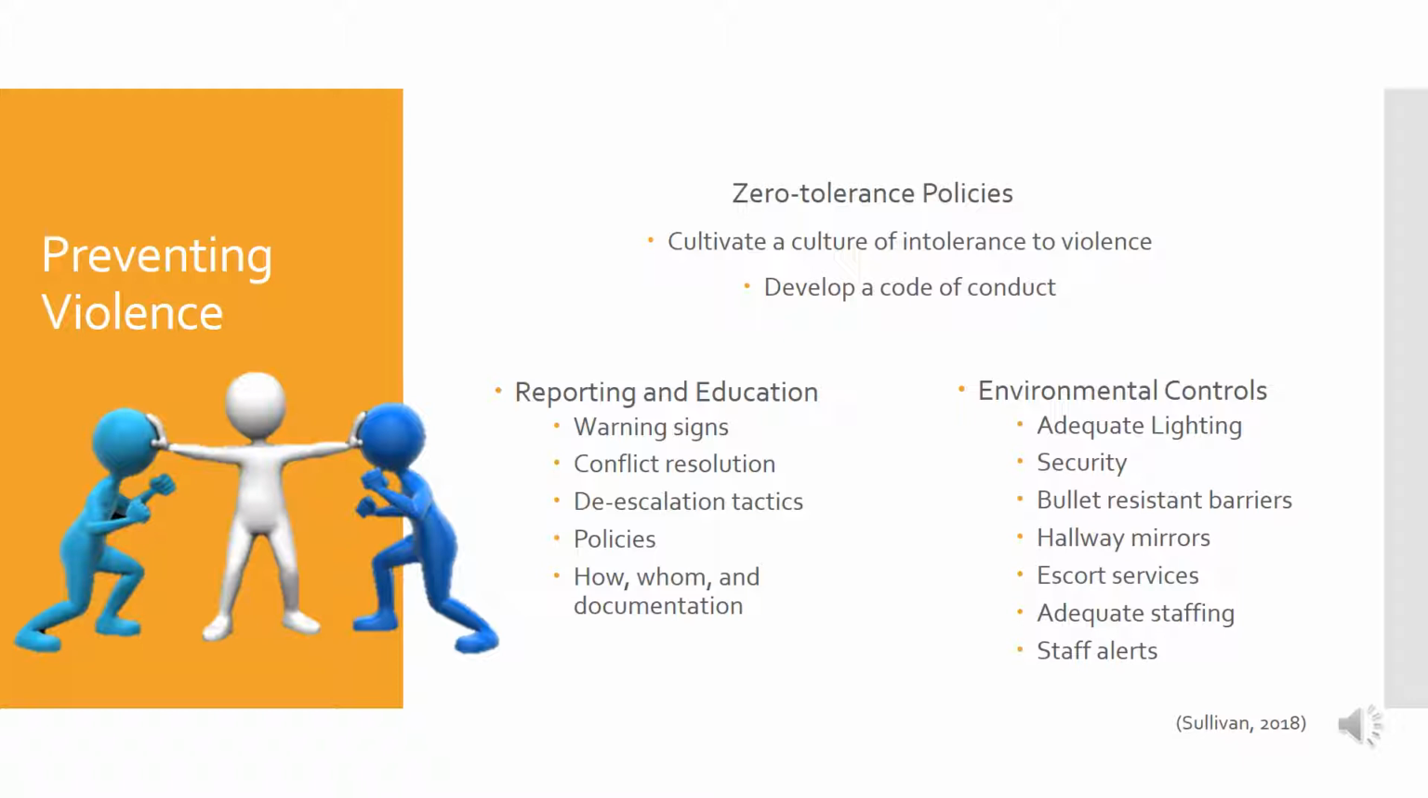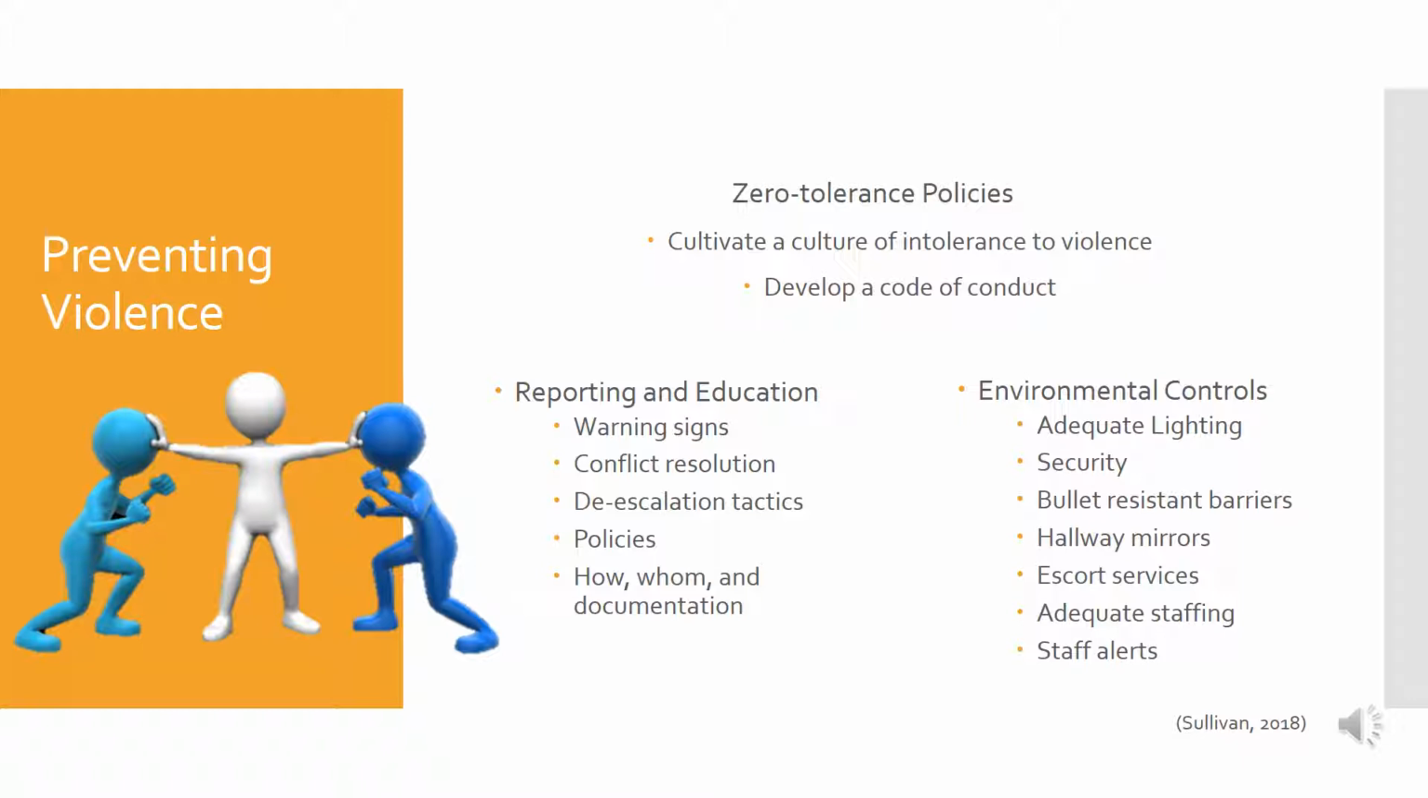Educating staff is another important step in preventing workplace violence. Staff should be educated on the warning signs of violent behavior and potential assailants, as well as conflict resolution and de-escalation tactics. Staff should be educated on the policies and procedures that are in place regarding violence in the workplace. If an incident does occur, staff should know how to report the incident and to whom, and what documentation needs to take place.